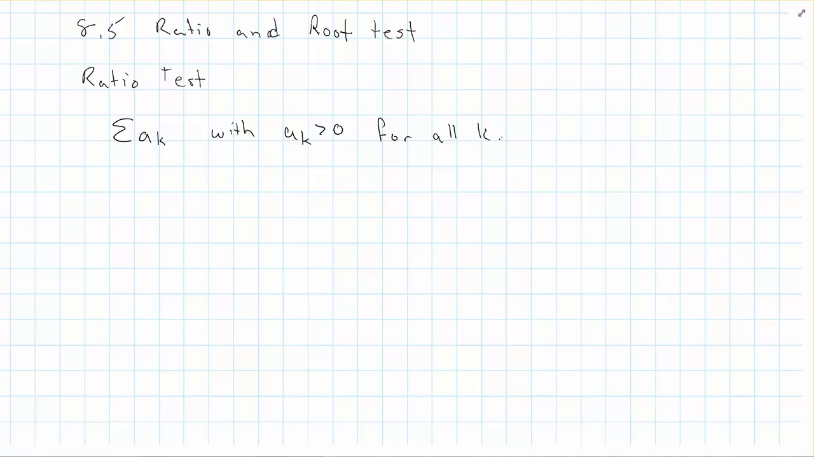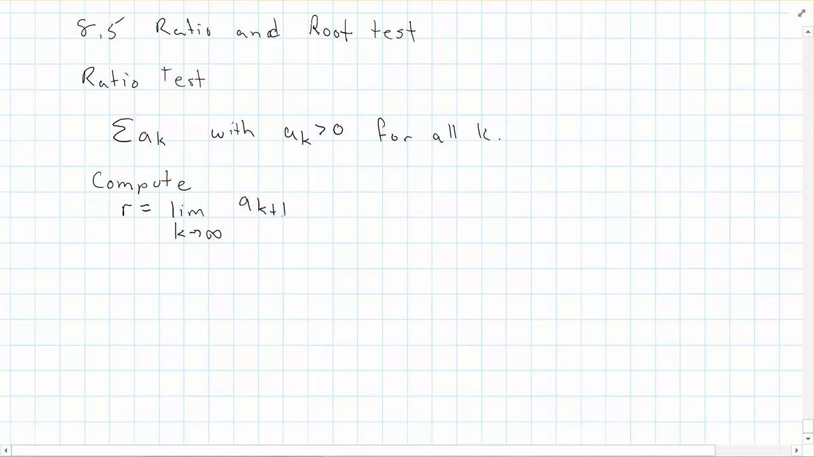Now, what we're going to do is we're going to compute something here. R is equal to the limit as k goes to infinity of a sub k plus 1 over a sub k. Then there's three possible answers we could get for R.